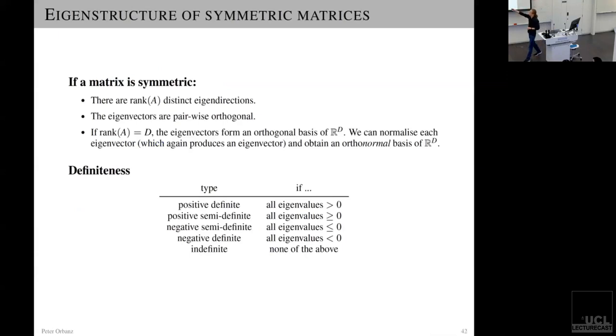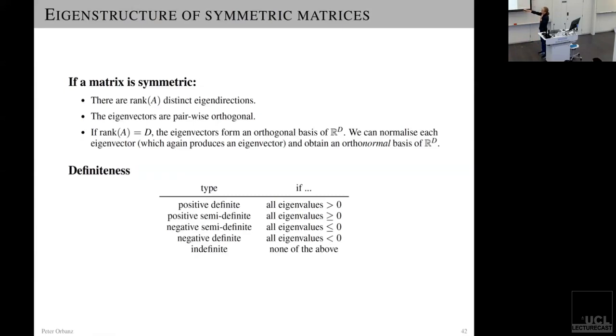So in general, the number of distinct eigendirections is the rank of that matrix. And the eigenvectors, if the matrix is symmetric, are pairwise orthogonal. That means we can normalize them to get an orthonormal basis, which we may or may not want to do. And if the rank is full, then these orthogonal vectors form a basis of R^d.